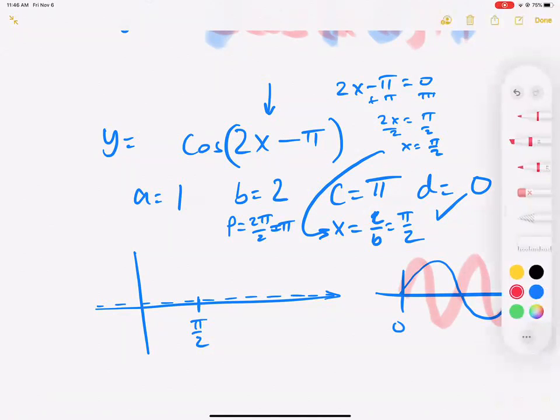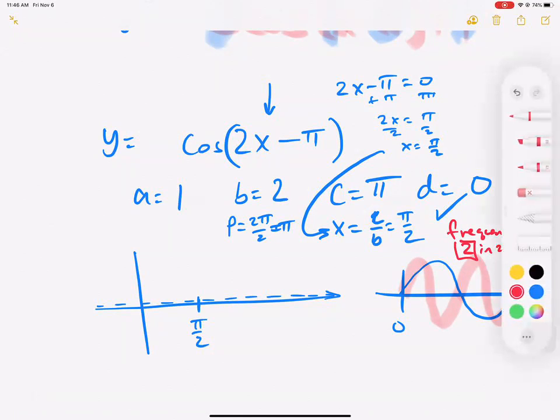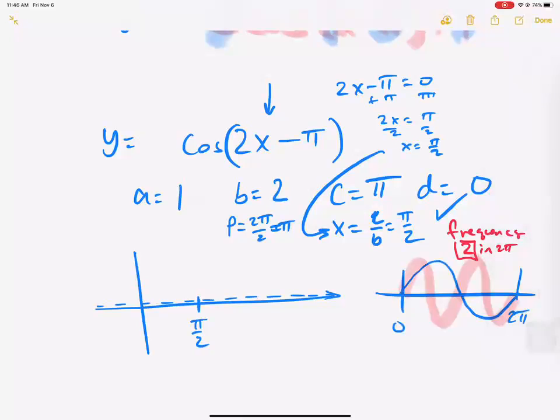And that's what frequency means. Frequency is 2 in 2 pi. So this 2 means I can squeeze 2 graphs in 2 pi. While if we look at period, it is pi because it takes me pi to finish one graph. They're actually both the same meaning. They refer to the same instance, just reflecting on it from different views.